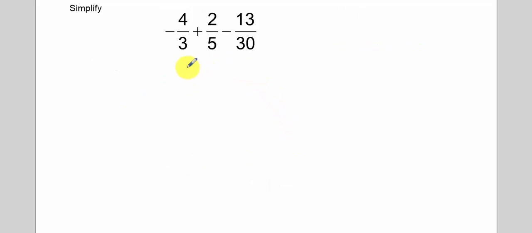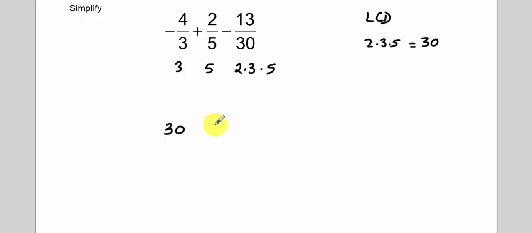So here's another one. We'll just practice this. 3, 5. Those are both prime numbers. And this is a 2, a 3, and a 5. So I'm going to take that 2, 3, and 5. My 5 goes into that, so I'm okay there. My 3 goes into that, which means that 30 must be my LCD. And I will write 30 down 3 times.